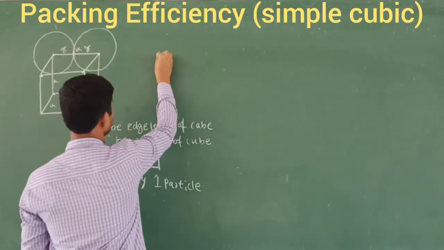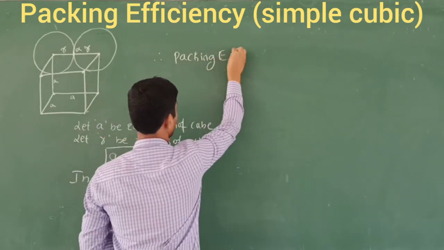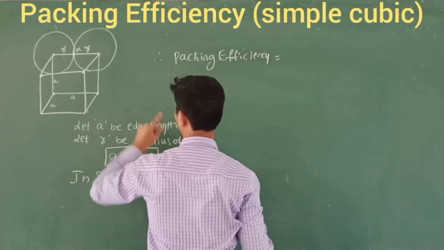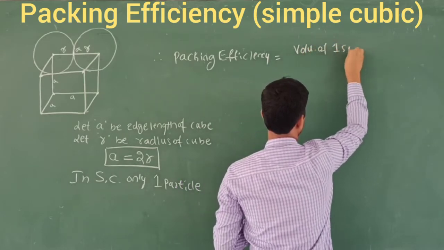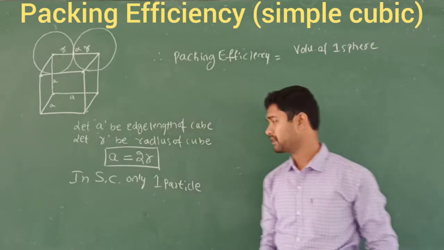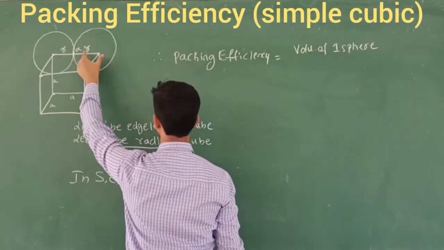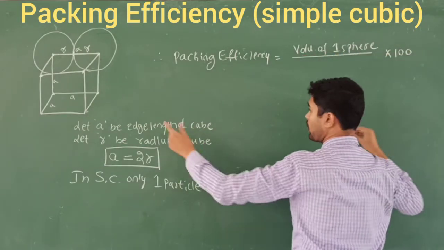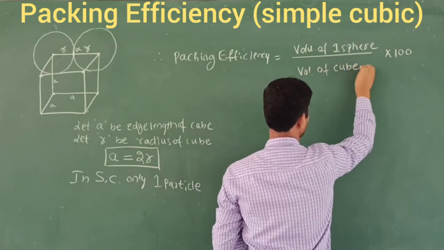You know that this is called packing efficiency, or simply you can write PE. Packing efficiency is equal to the volume of one sphere. Why am I going to take only one sphere, why not these two spheres? Because in a simple cubic unit cell, only one particle will be there. So that's why I consider only one sphere. That is, volume of one sphere into 100 divided by the volume of the cubic unit cell.